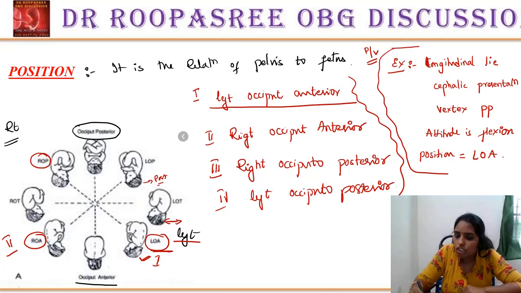So always longitudinal line with cephalic presentation. Vertex is the presenting part. Attitude is flexion, complete flexion of the head, and the position may be left occipito anterior. The question is which is the most common position of fetus with respect to the pelvis: it is left occipito anterior. And the definition is as I already said.